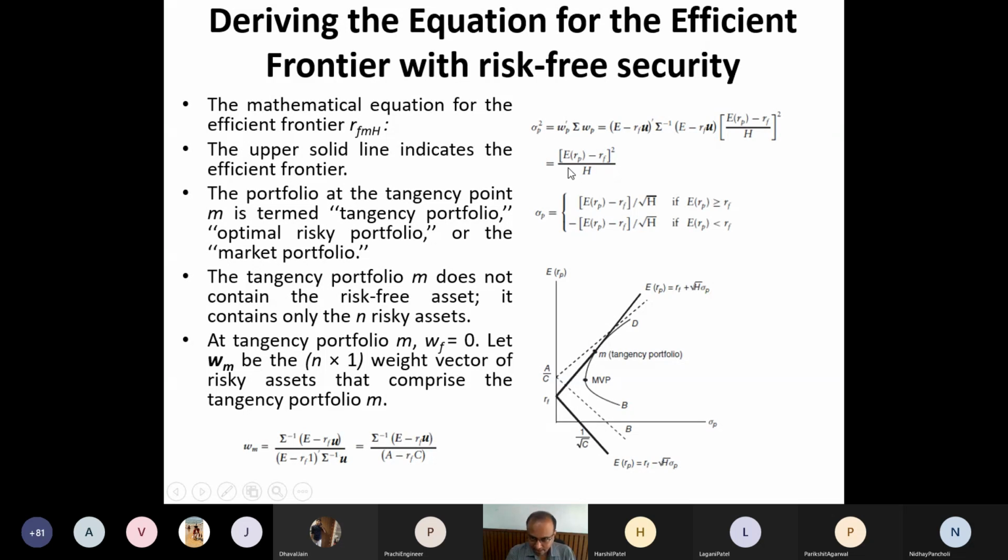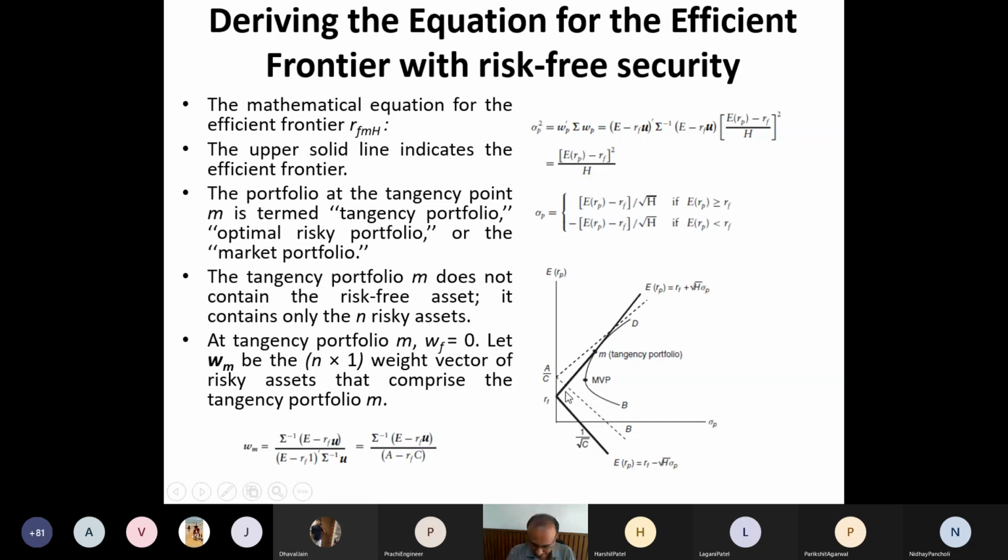So I can take the square root, so it will be plus or minus. So sigma p is either (ERP minus RF) by under root H, or the negative of it, right? Depends on one condition, greater than, or another condition, less than. And I get these two lines. This is my capital market line for the efficient frontier.